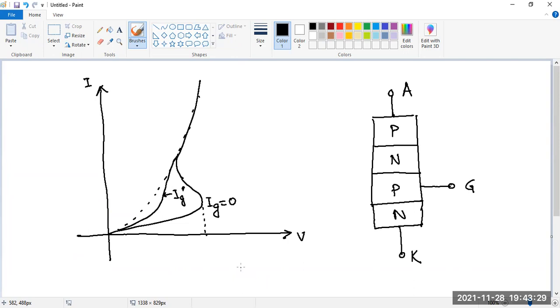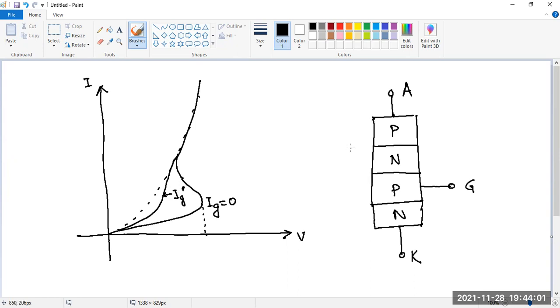Sometimes we also prefer a repeated pulse, a small duration pulse but repeated, compared to one longer pulse. Why, that I will discuss later. So before that, these are the ways by which we can switch on an SCR or a thyristor. Next I will discuss the working principle of thyristor.